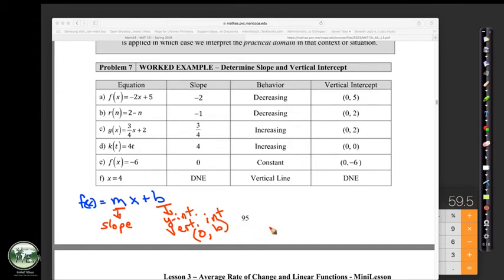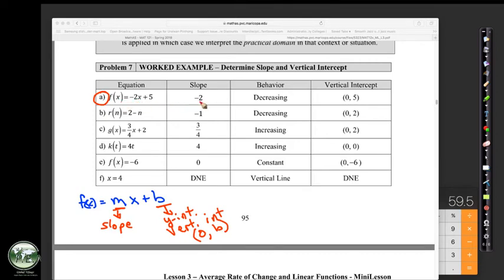Okay, so what we'll do is a little bit of review. We're looking at some linear equations. From the equations themselves, we'll identify slope, vertical intercept, and the behavior just by looking at it. Okay, so let's come up to A. Actually, they give it to us all, right? Where's our equation? It's here.